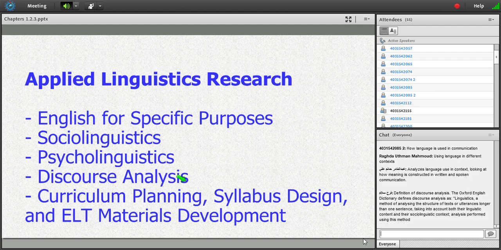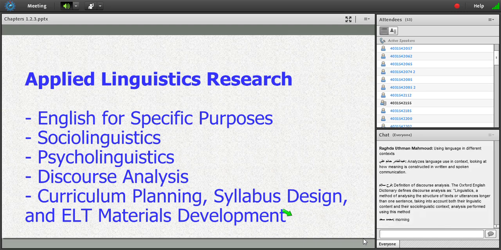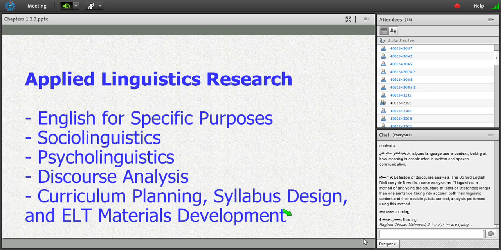So what about curriculum planning, syllabus design, and ELT materials development? How these points can be considered as topics of research?